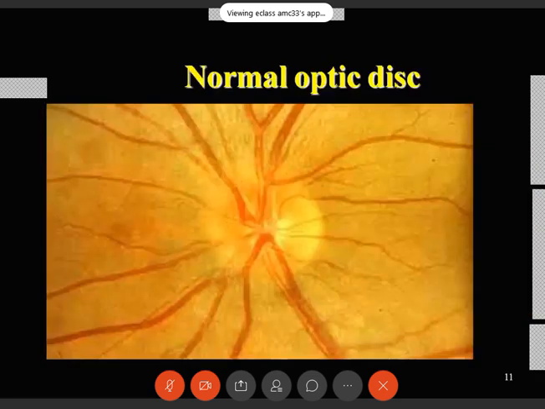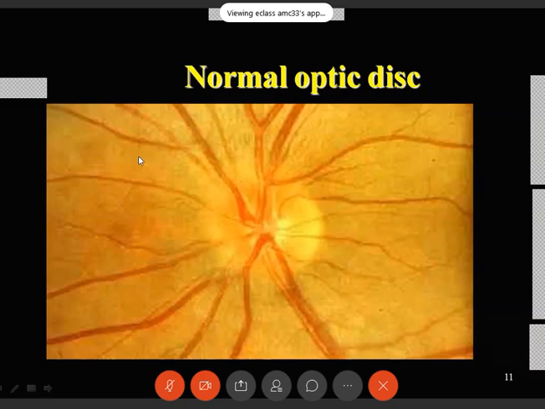This is a normal optic disc. You can see the well-defined margins, pinkish in color. These are the veins, and the AV ratio is 2:3. There are the retinal nerve fiber layers, transparent layers, and this is the macula. This is the cup, and the veins are normal. Margins are well defined. This is a normal optic disc.